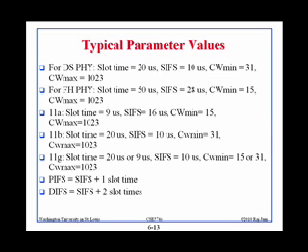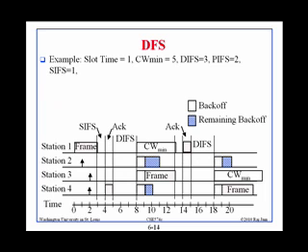So here's an example, and please listen carefully. This is what I said is in the homework and in the exam. We have a slot time of 1 unit. CW min is 5, DIFS is 3, PIFS is 2, and SIFS is 1. If I just told you that the SIFS is 1 and the slot time is 1, then you should be able to figure out PIFS and DIFS. PIFS is SIFS plus 1 slot time, and DIFS is SIFS plus 2 slot times. Right? So anyway.